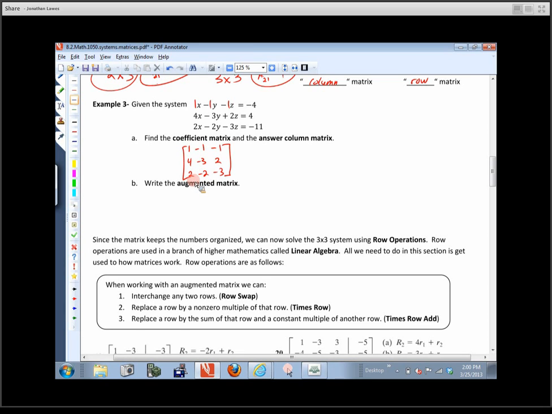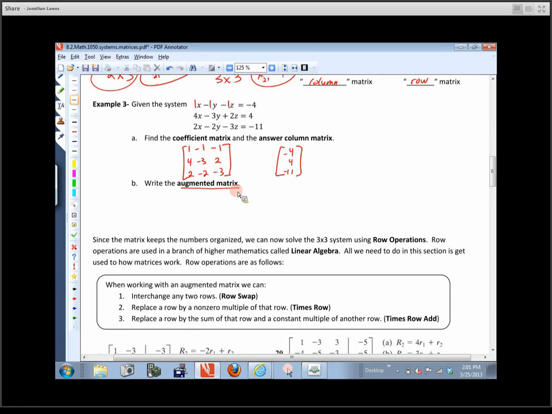Now, if we want to write down the answer column matrix, I've only got these 3 answers right here. They're arranged in a column, so I'm going to write down -4 for the first row, 4 for the second row, and -11. Put square brackets around it. Here's our coefficient matrix. Here's our answer column matrix. Okay. Any questions there?